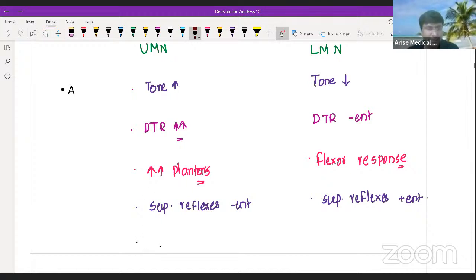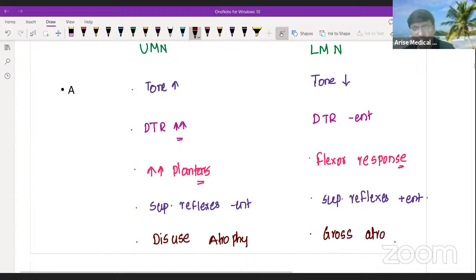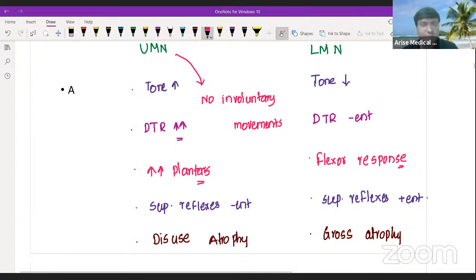And in upper motor neuron lesion, there will be disuse atrophy. And in lower motor neuron lesion, there will be severe or gross atrophy of the muscles. And in upper motor neuron lesion, there will be no involuntary movements. Whereas in lower motor neuron lesion, there will be presence of involuntary movements. Right?